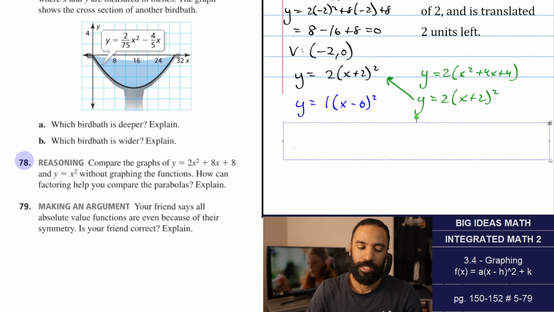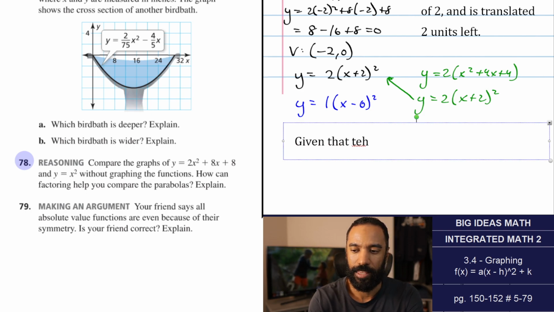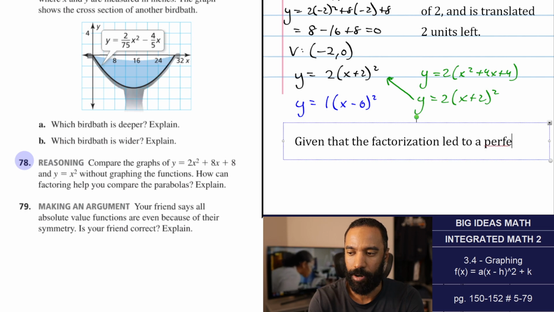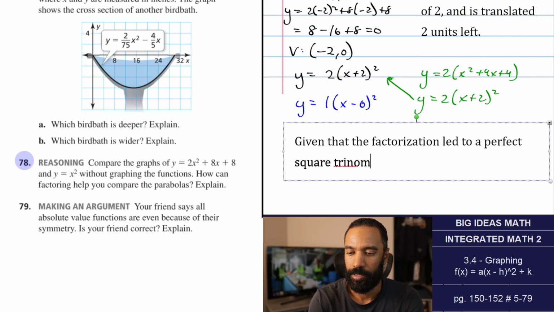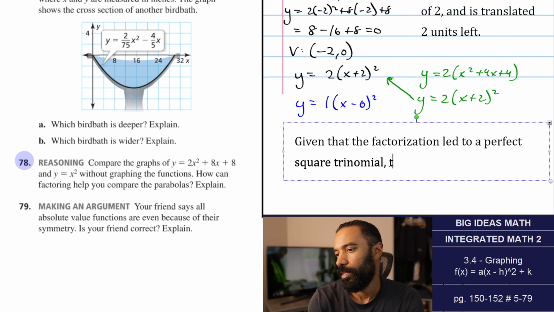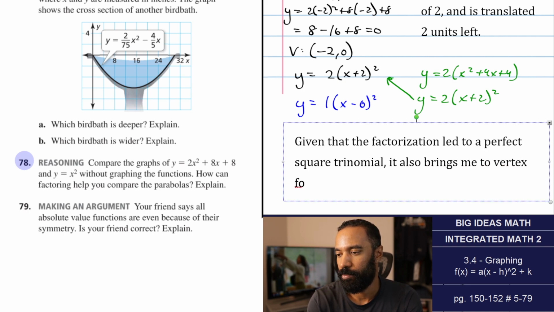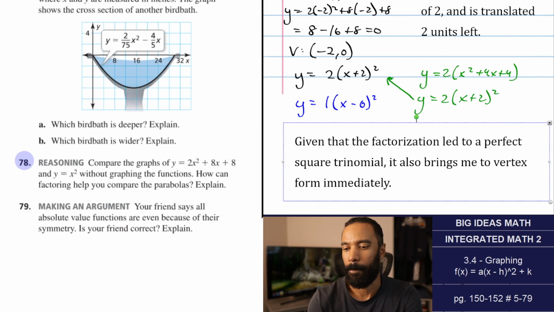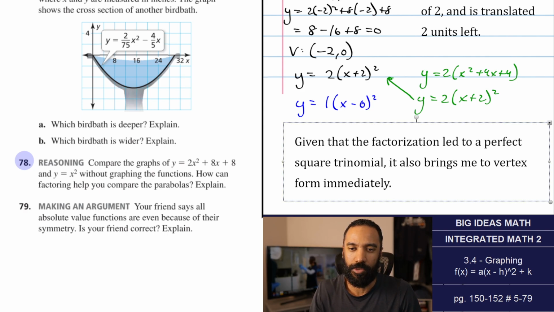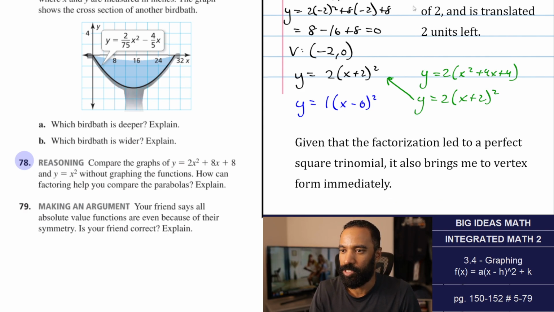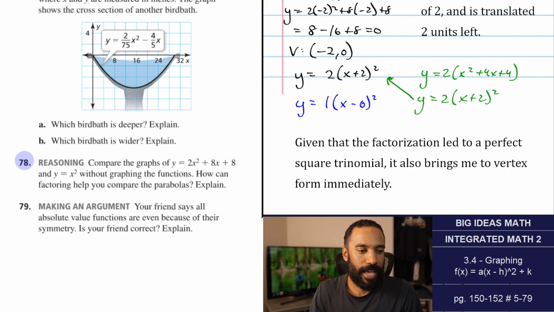So given that the factorization led to a perfect square trinomial, it also brings me to vertex form immediately. So that's really cool. Kind of gets me right into vertex form. I can use that based on what I'm talking about there, and that's good. I like it. All right, last question.